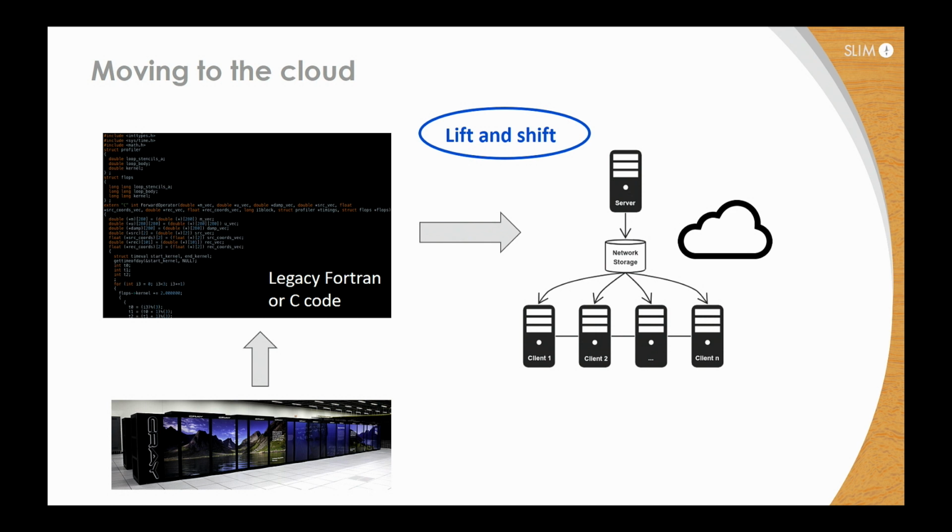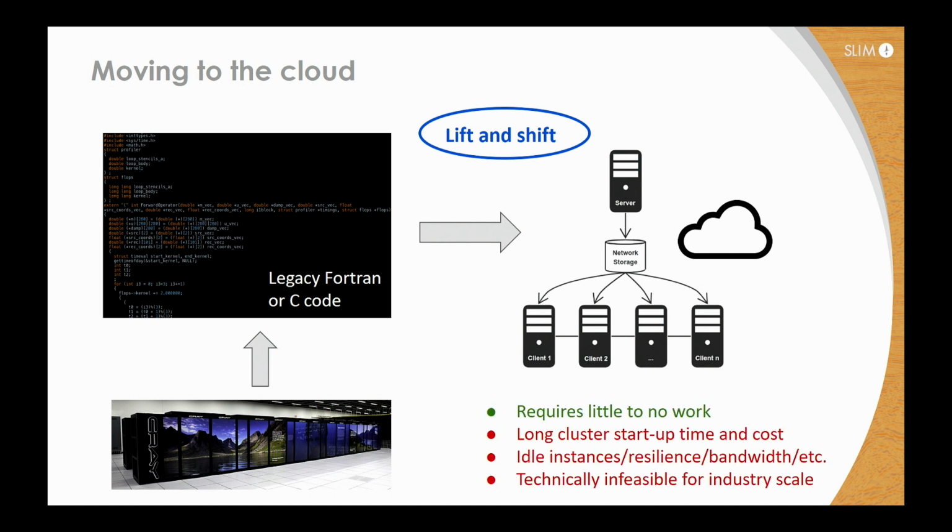You can have some type of network storage or parallel file system, and you can run your legacy Fortran C code that runs with MPI. And I mean, you can definitely do that. Almost no work required in making this happen.